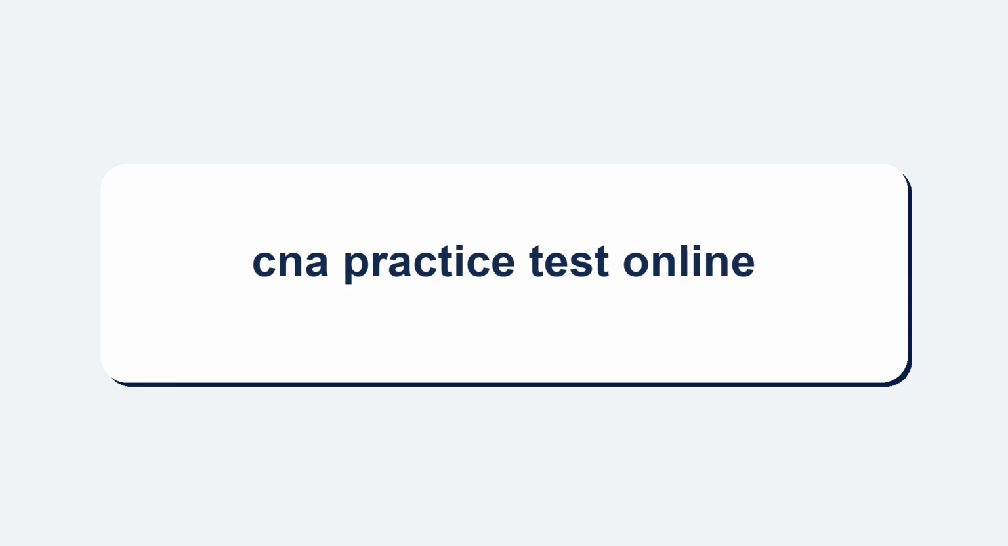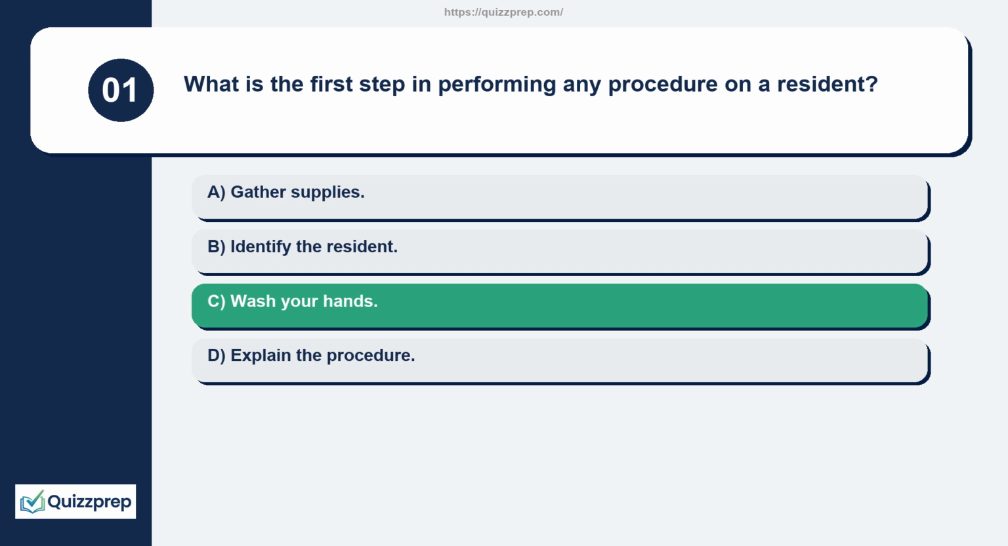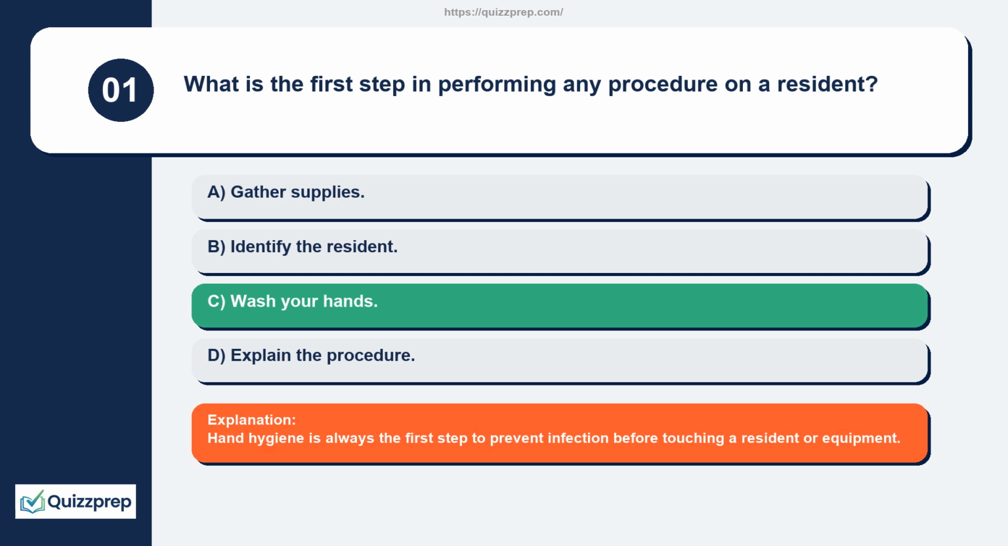CNA practice test online. Question 1. What is the first step in performing any procedure on a resident? Gather supplies. Identify the resident. Wash your hands. Explain the procedure. Hand hygiene is always the first step to prevent infection before touching a resident or equipment.